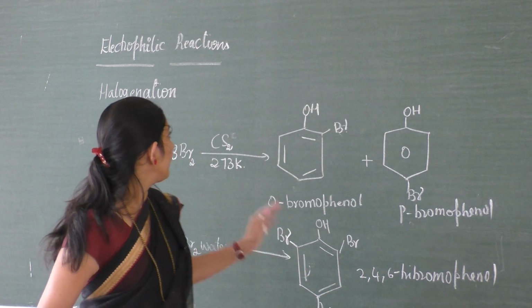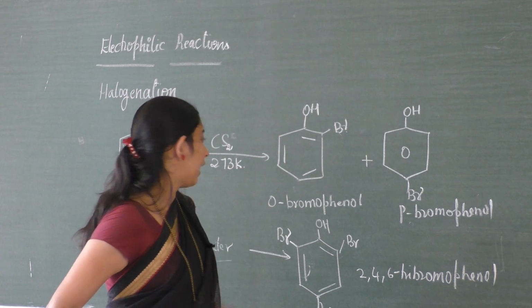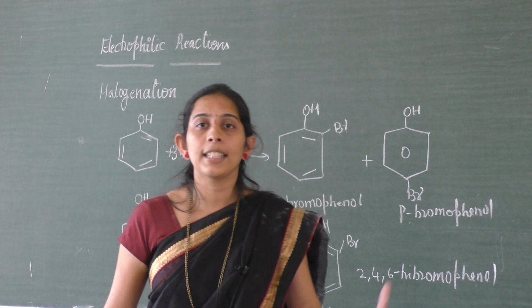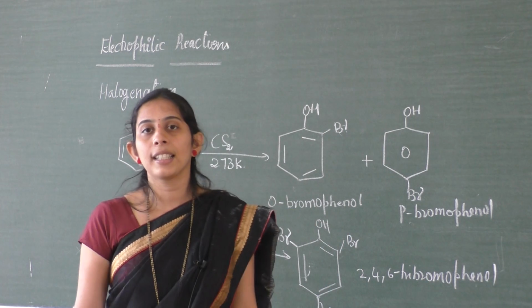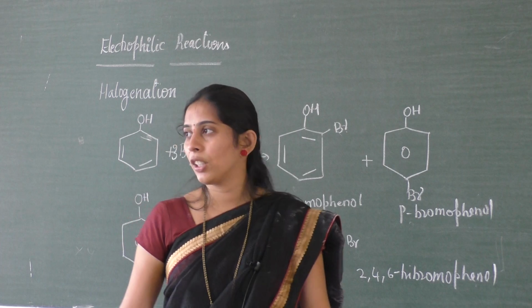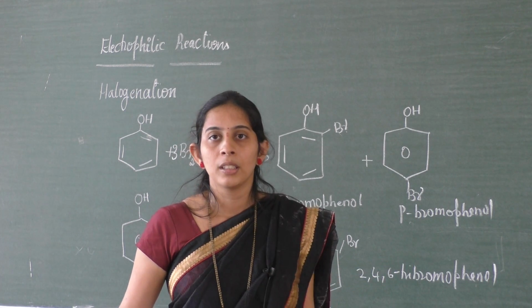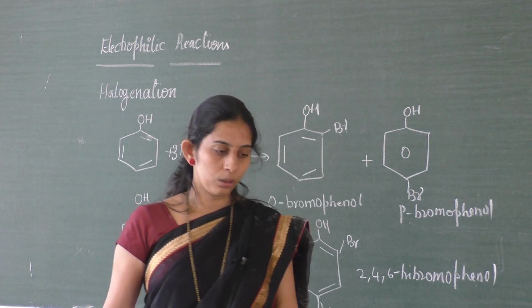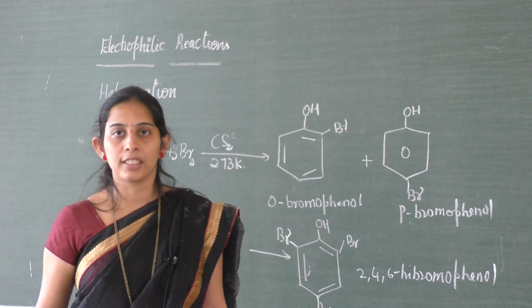So that is regarding the electrophilic reactions. One is nitration, another one is halogenation. Next we have some named reactions such as Kolbe's reaction, Reimer-Tiemann reaction, reaction with zinc dust, oxidation reaction, then esterification, or we call it acetylation. So that many reactions are there in the phenol chapter. We'll discuss the mechanism and all those things in the next class. Today we'll finish with the electrophilic substitution reactions.